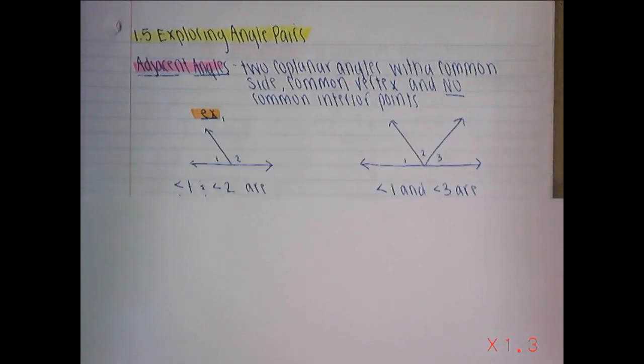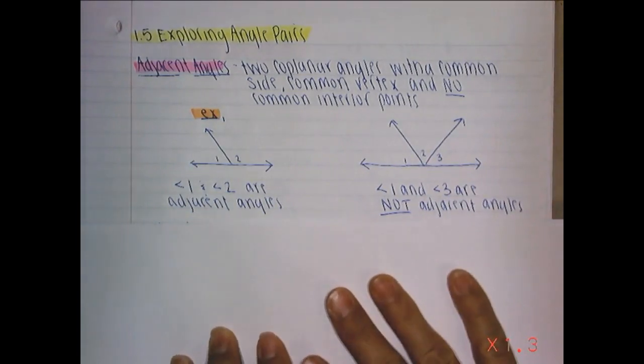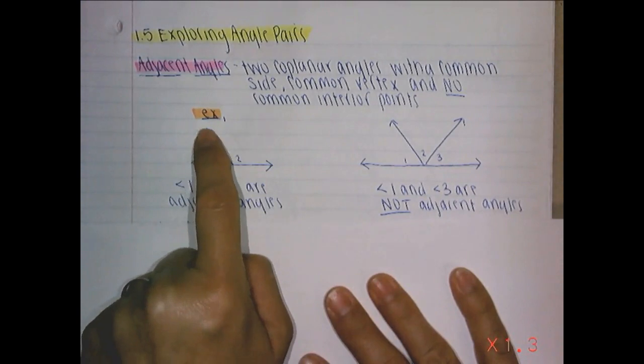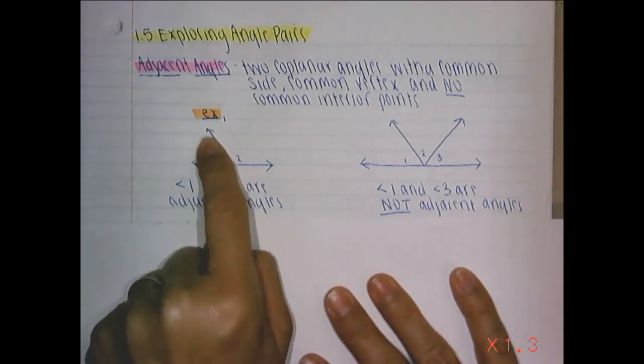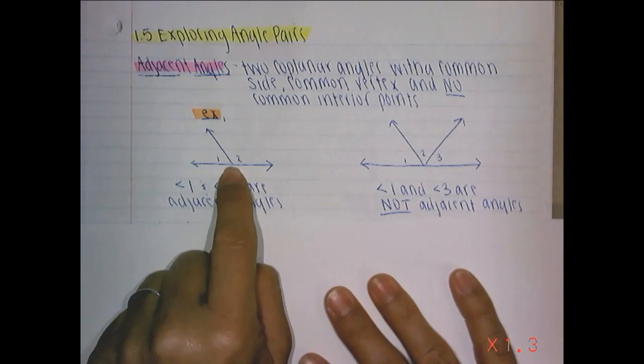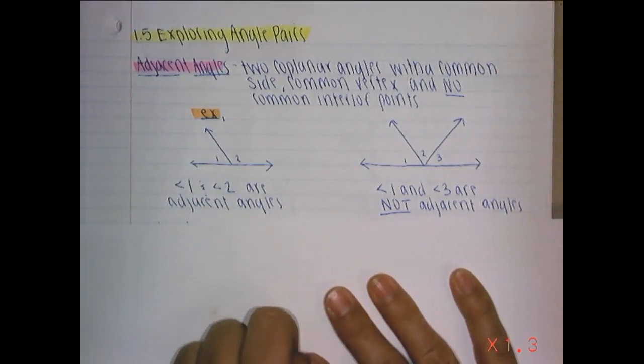Alright, so let's look at these diagrams of some angles. Right here, they're on the same plane. They have a common side, this ray right here, and a common vertex. See how both of their angles come from the same little area? So we could say that these are adjacent angles. Angle 1 and angle 2 are adjacent angles.